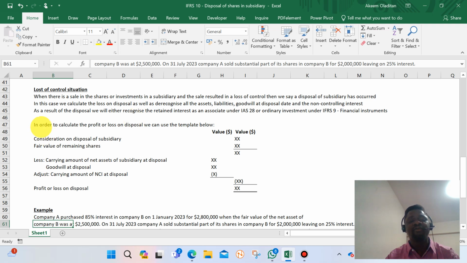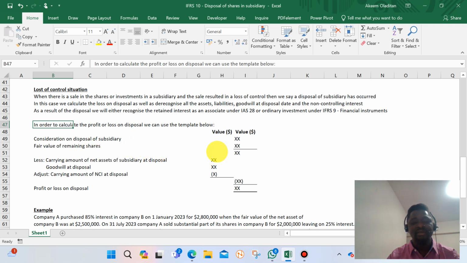For us to recognize profit or loss on disposal, I created a simple template to demonstrate how we have that profit or loss on disposal, starting with the consideration on disposal of subsidiary. When you sell an investment, it's expected that a consideration will be received on the sale of that investment, so that consideration will be taken into account. Then the fair value of the remaining interest: when you sell and you still have some interest in the shares of the subsidiary, say more than 20% but less than 50%, like we discussed, that fair value of the remaining interest, I mean the equity investment that is left, is what is stated here.